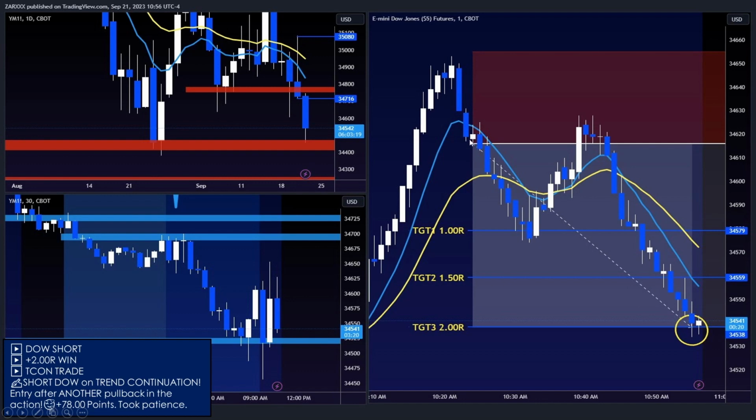This is 10:20 in the morning. It's still during that first hour where volume is pretty intense. Hit 1R, pull back to break even, and then drop down to 2R quite easily. And again, very clean move on this on the lower time frame. Not so clean here on the higher time frame.